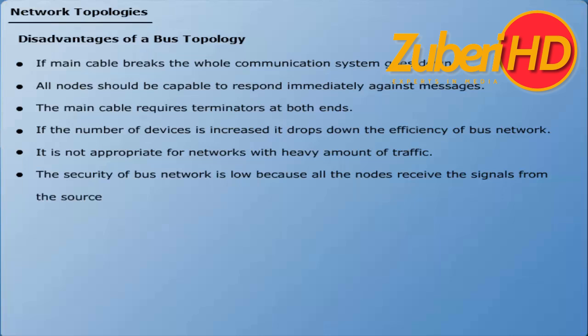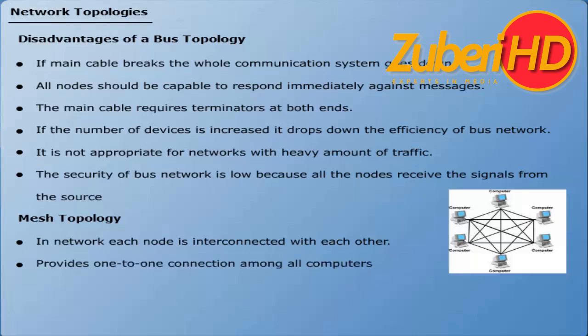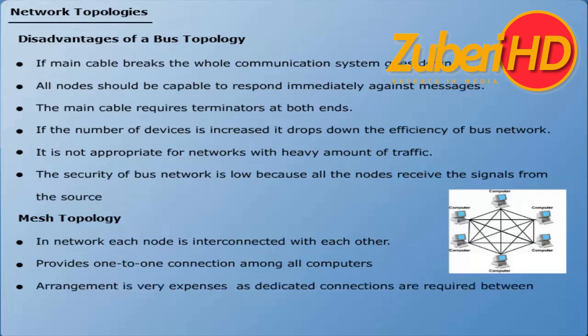Mesh topology. A mesh topology is made up of a network where each node is interconnected with each other. It provides a one-to-one connection amongst all the computers on the network. The arrangement of mesh topology is very expensive as dedicated connections are required between every node of the network, and it results in many redundant connections. The mesh topology is not frequently used to develop media-based computer networks.